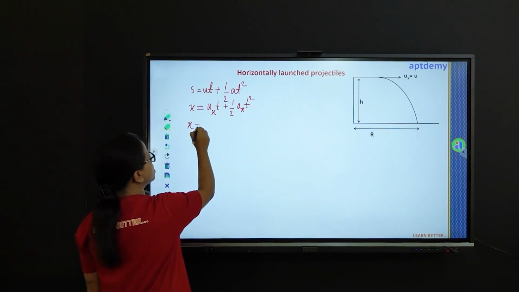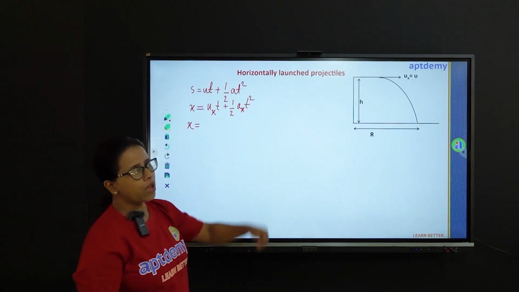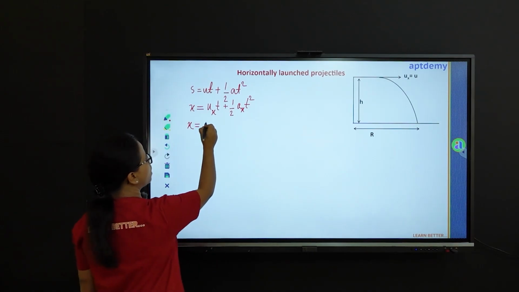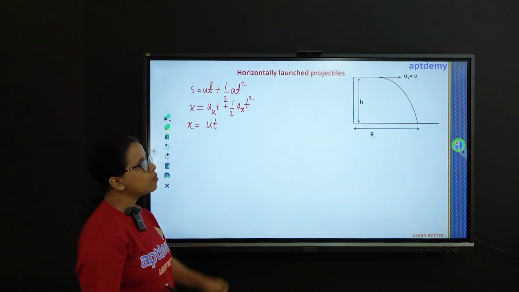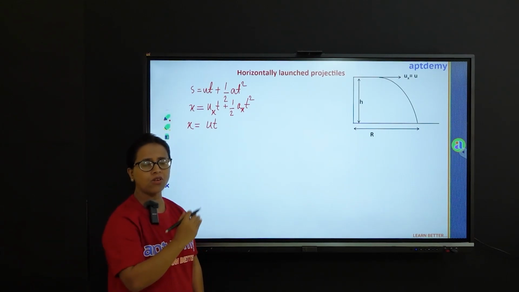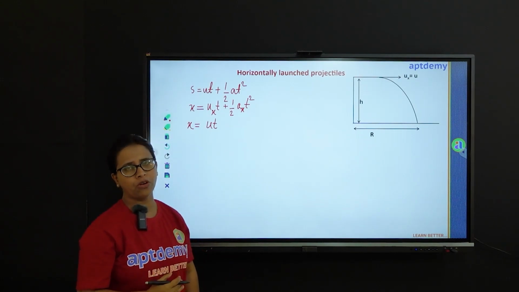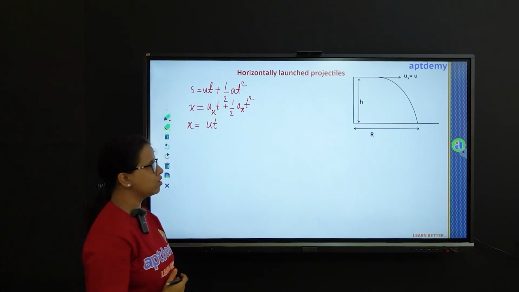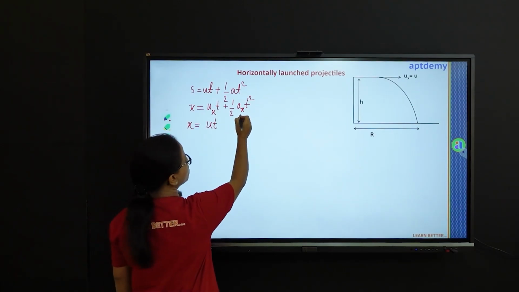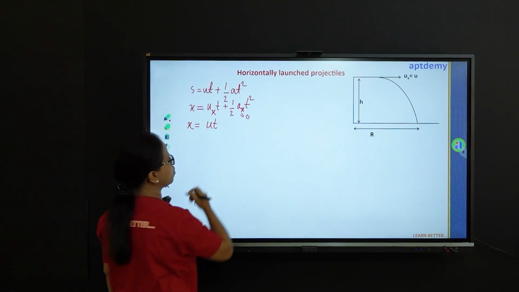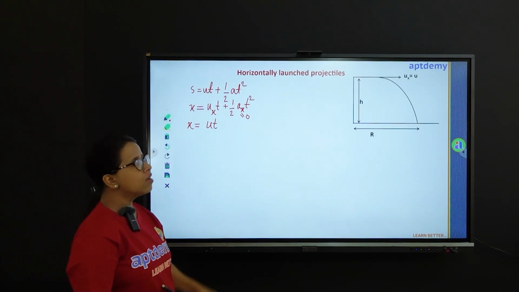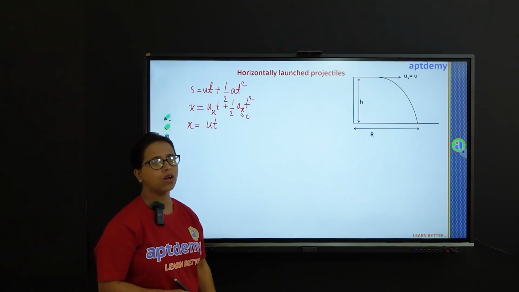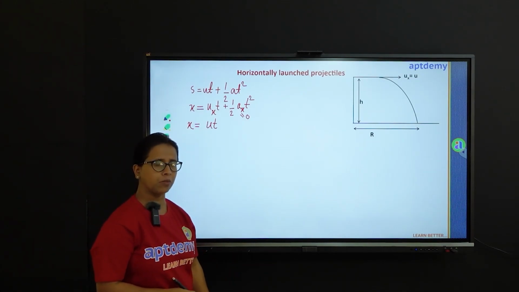Now, in this case, we have ux equal to u. So, we will keep this as ut. And mind it, as the projectile has been projected horizontally, there is no component of acceleration in the horizontal direction. So, this gives us ax equal to 0. We are left only with the expression x equal to ut. This is the horizontal distance covered by the horizontal projectile.